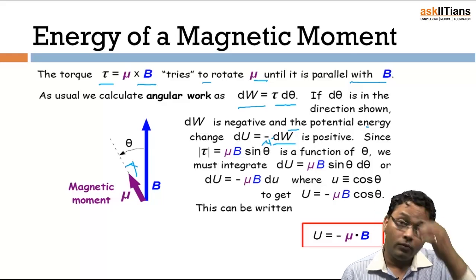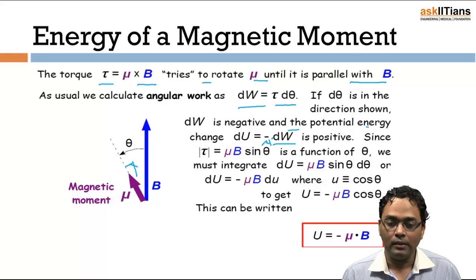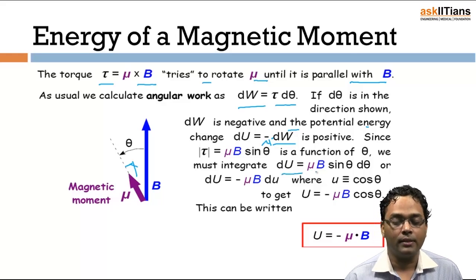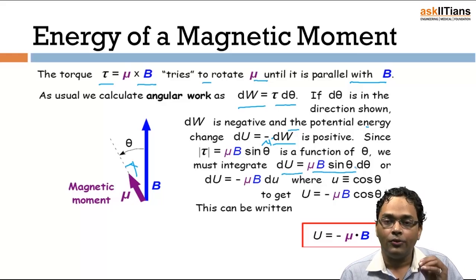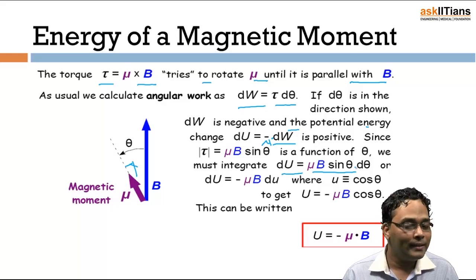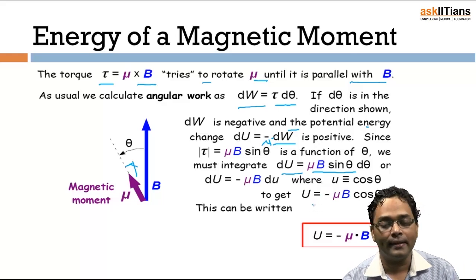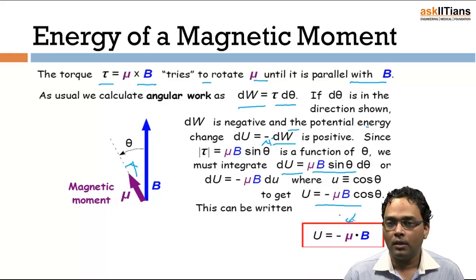Since tau we found is nothing but the magnetic moment mu into B sin theta, which is a function of theta, what will we get? We need to just integrate this. So this tells us, for making it move by an angle d theta, the energy that is utilized is mu B sin theta. If you integrate it over all possible values of the angles, you will get minus mu B cos theta. Or if you use the dot product, because this is a scalar quantity, you will get minus mu dot B.